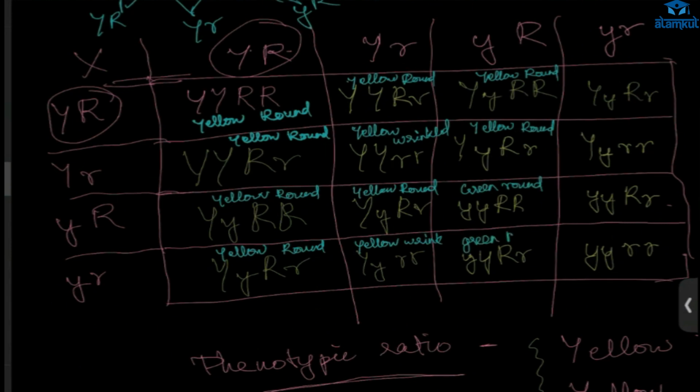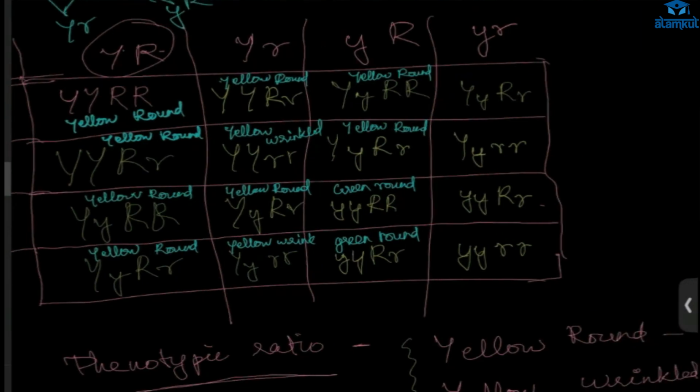Perfect. Now you guys are understanding. Yes, ma'am. These all are the genotypes. We are finding the phenotype. Now here, what would be the phenotype of this one? Ma'am, yellow and round. Yellow round. That one, yellow wrinkled. Ma'am, yellow wrinkled. Yes. Green round. Ma'am, green round. And then green wrinkled. Green wrinkled.